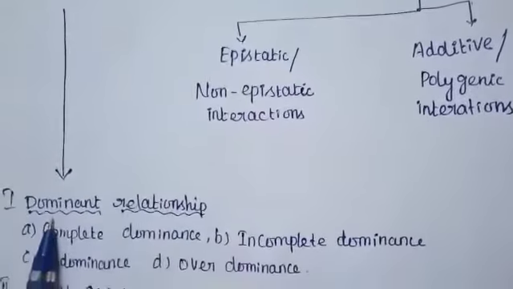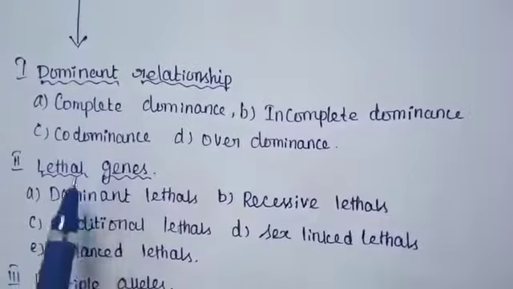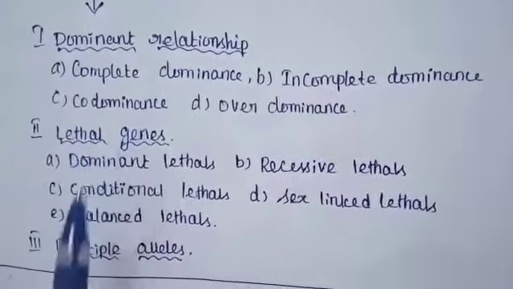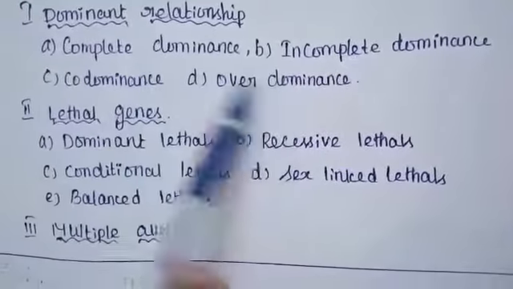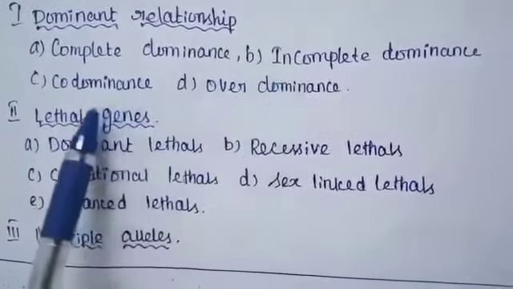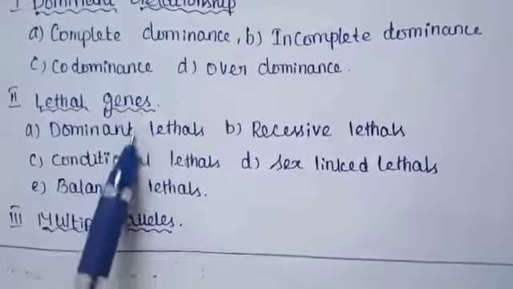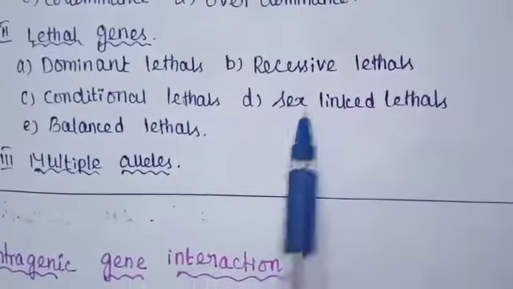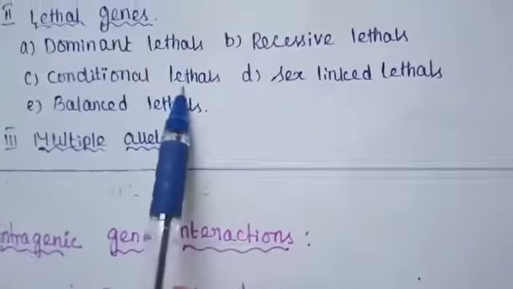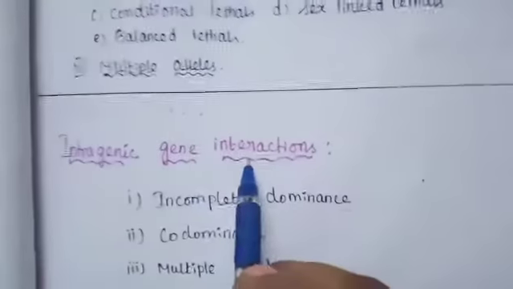Next, intralocus interaction. There are three types: dominant relationship, the lethal genes, I'll explain later what lethal genes are, then multiple alleles. The dominant relationship is also divided into four groups: complete dominance, incomplete dominance, co-dominance and over dominance. These are the four types of dominant relationship. Lethal genes: dominant lethals, recessive lethals, conditional lethals, sex linked lethals, balanced lethals. These are the five types of lethal genes. Then multiple alleles. This is a flow chart of gene interaction. This is an important 5-mark question.